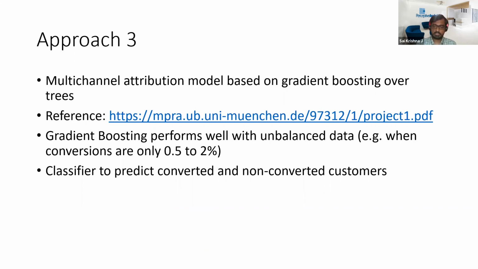So the third approach is nothing but a multi-channel attribution model based on gradient boosting over trees. For those of you who may not be familiar, gradient boosting is one of the most popular data science techniques available today. You can call it a more advanced version of the random forest model. So typically, you have two types of data science techniques. One is called a bagging approach, and the other is called a boosting approach. Now, gradient boosting is of the second type, the boosting type.